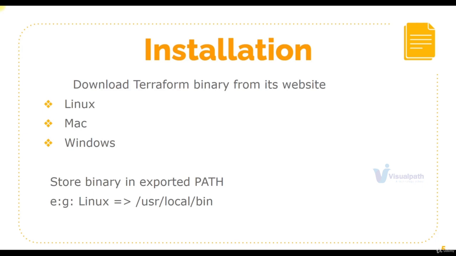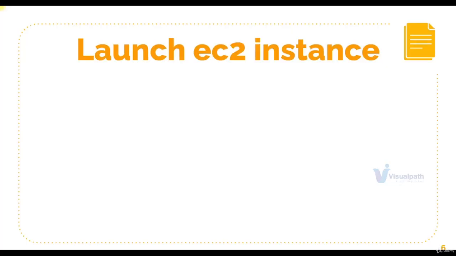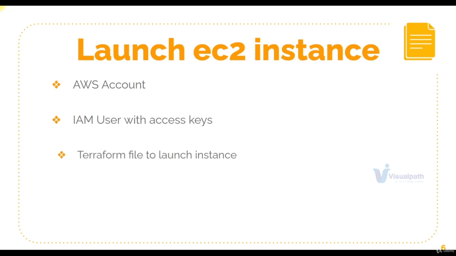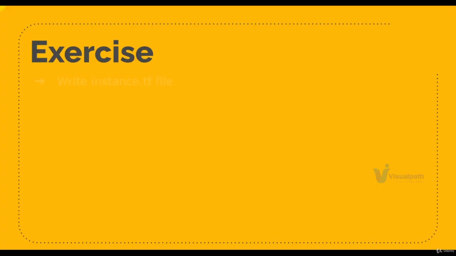Okay. So the first exercise, what we're going to do is launch an EC2 instance with a Terraform script. Okay, very basic. So we need an AWS account. We need an IAM user with access keys, and we'll have a Terraform file to launch our instance. And then once we have that file, we're just going to run Terraform, and Terraform will launch our EC2 instance. Okay, so this is the exercise.